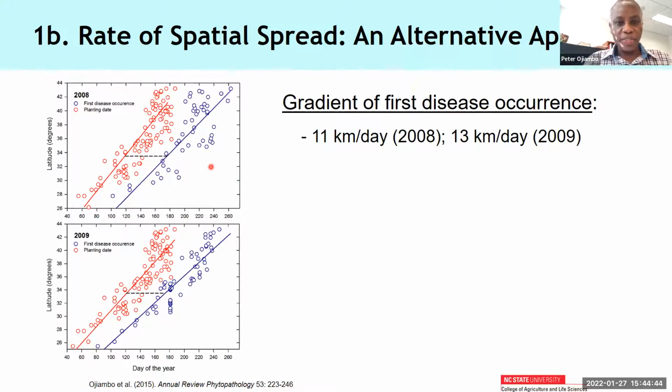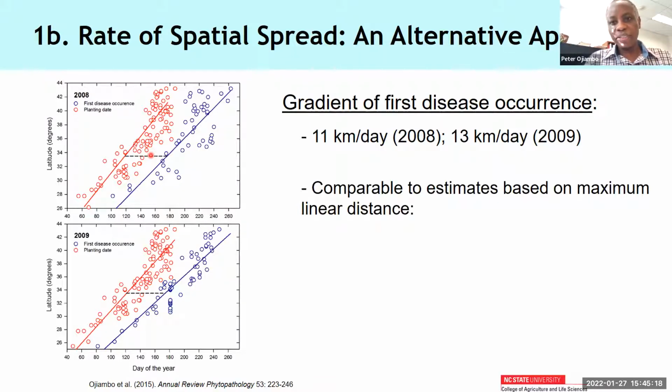If you take the gradient of this particular line, for example, in 2009 for the first disease occurrence, the gradient was about 11 kilometers. For the one for 2009, which is actually here, the gradient was about 13 kilometers. You'll notice that the gradient for planting occurs first, before you see the disease. So there's a correspondence between planting, then of course you have to wait for the crop to mature, and after that you have infection taking place.